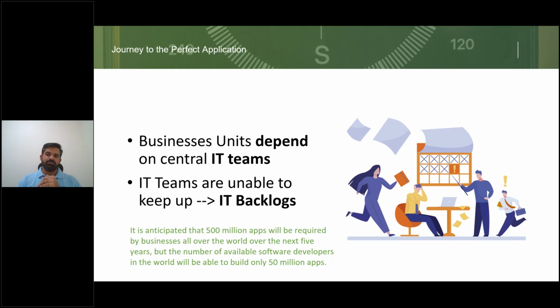And just a tidbit, it is anticipated by IDC, one of the popular IT analysts, that 500 million apps will be required by businesses all over the world for the next 5 years. But the developers that will be available to build apps will have only the capacity to build 50 million apps. So there is a delta of 450 million apps. So basically, there is a 90% gap in terms of demand and supply.